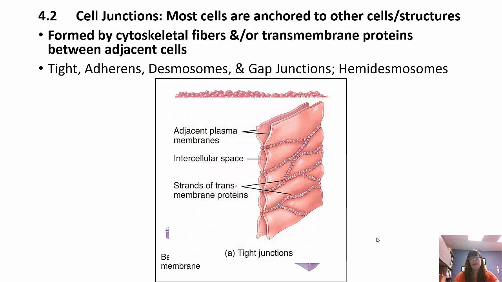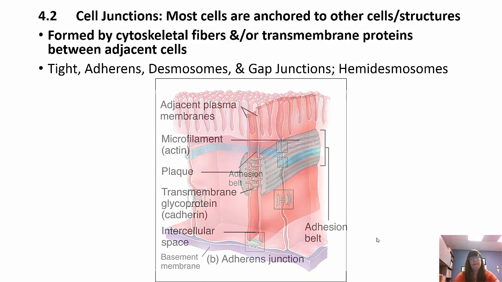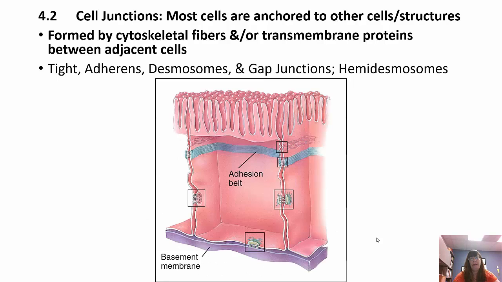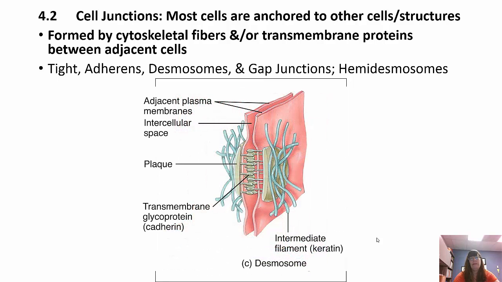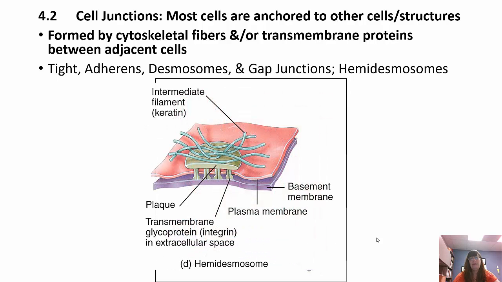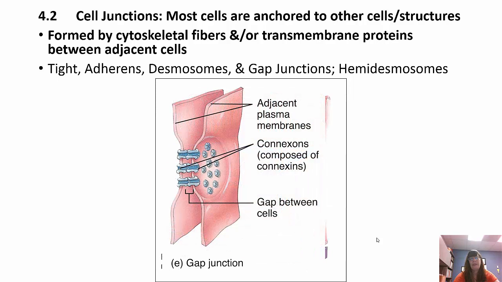This is showing you tight junctions, but we're going to talk about it in a second. Adherens junctions, and again, we're going to talk about that in a second. Desmosomes, which we're going to talk about in a second. Hemidesmosomes, which anchor things to basement membranes. And gap junctions, which are communicating junctions, and we're going to talk about that in a second as well.